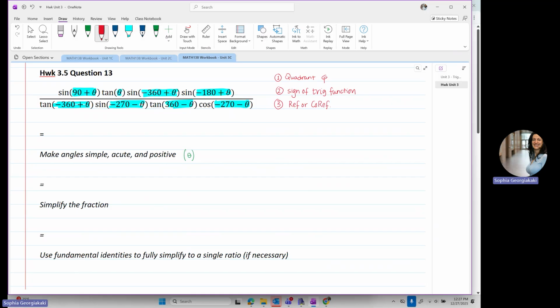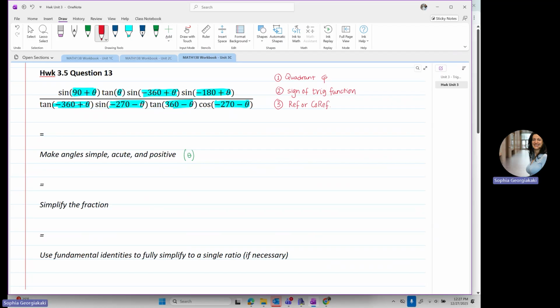An angle is a reference angle if the point of reference is the horizontal axis. And in terms of rotation, horizontal axis is 0 degrees, 180 degrees, that's at pi, 360 degrees, that's back at 0, and negative 360, negative 180. A coreference angle will be a reference in terms of the vertical axis, and rotations on the vertical axis will be 90 degrees, negative 90, 270, negative 270.